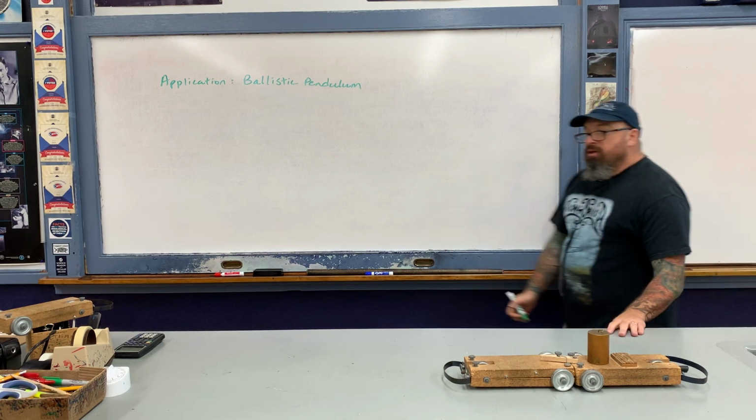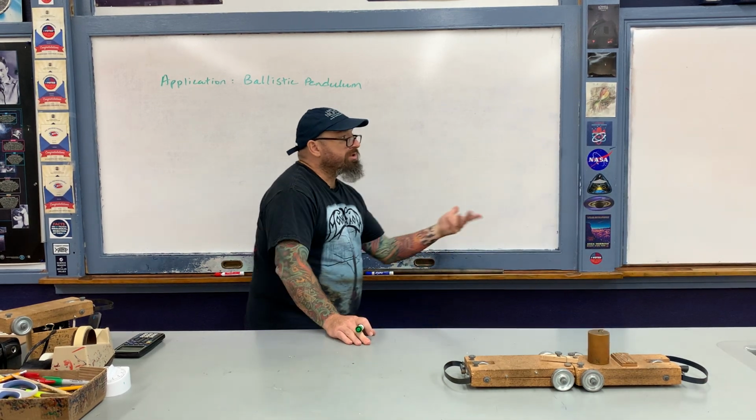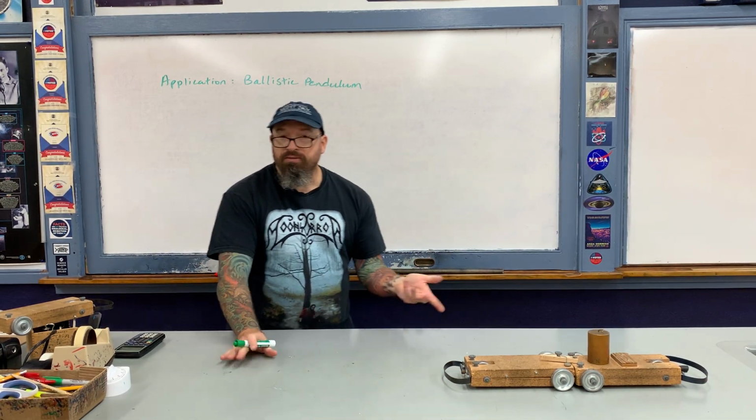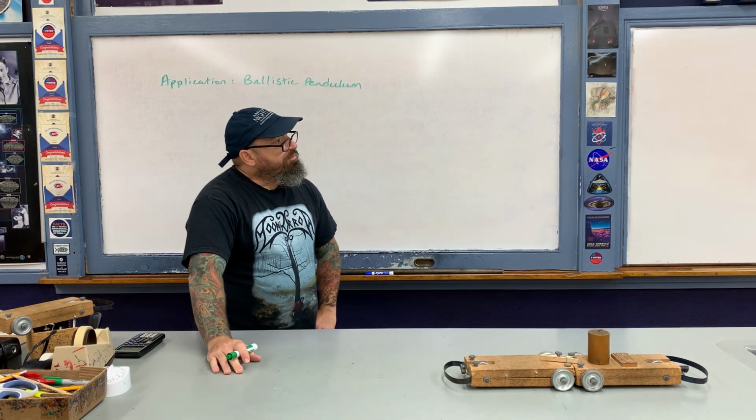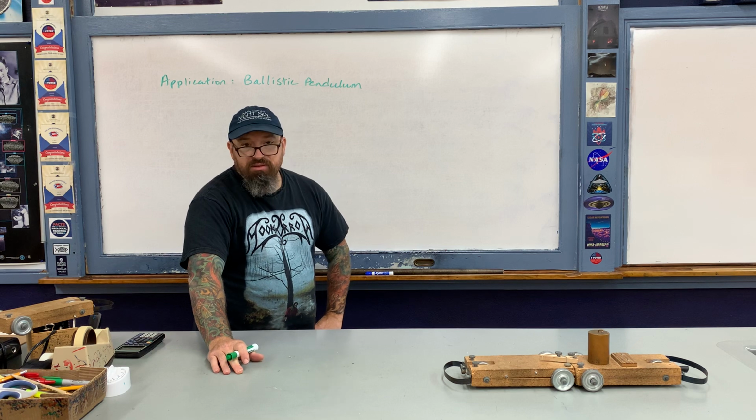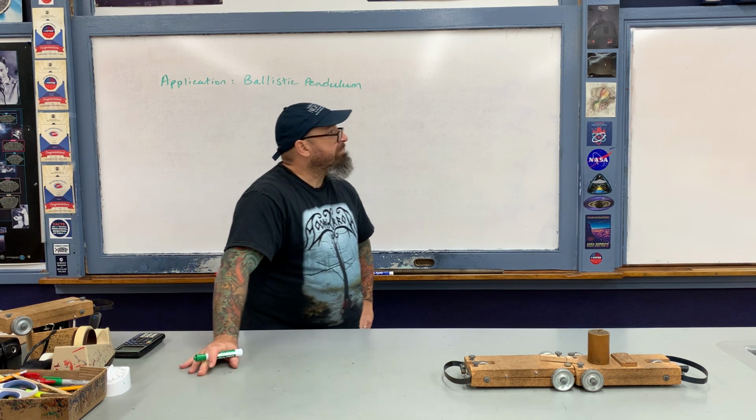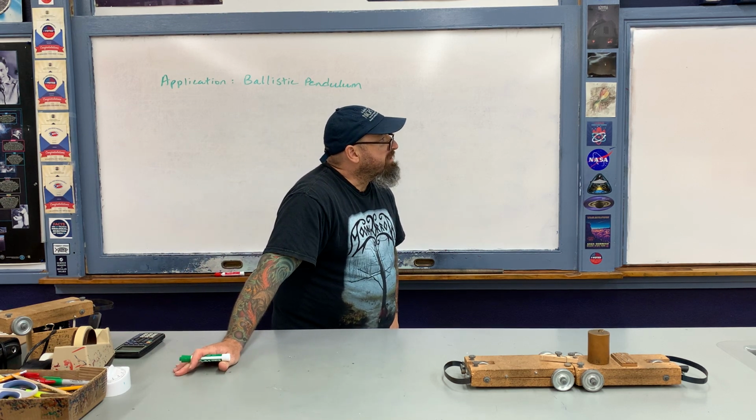Okay, so let me read the problem here to you, and the numbers that are given in this problem are reasonable for a situation involving a ballistic pendulum. A bullet has a mass of 20 grams, so that's a small caliber handgun or something like that. And the bullet is fired horizontally into a block of wood, which has a mass of 5 kilograms. Usually the block of wood is pretty large.